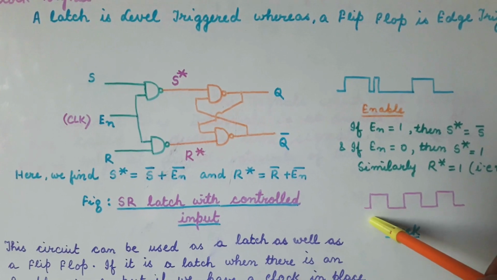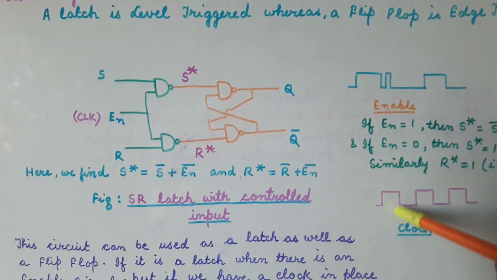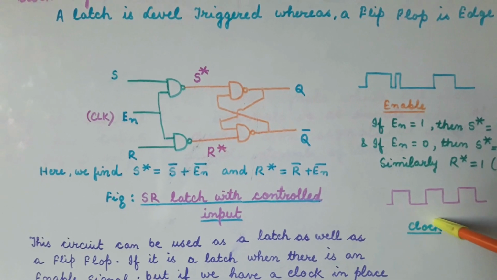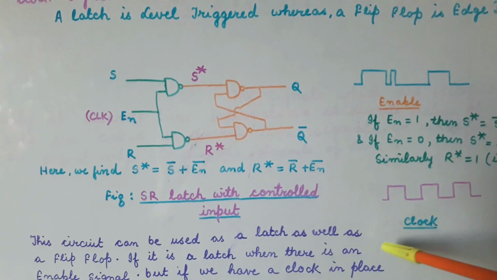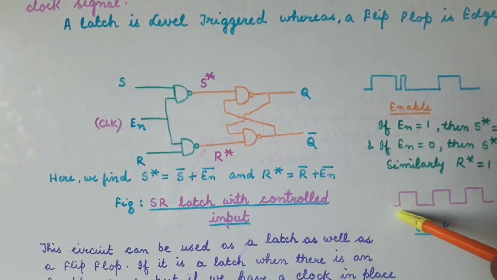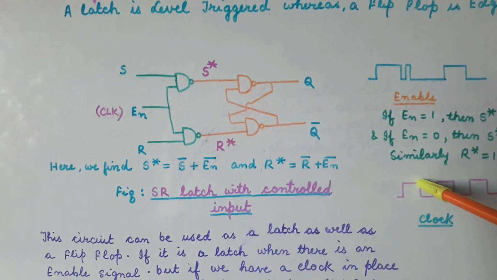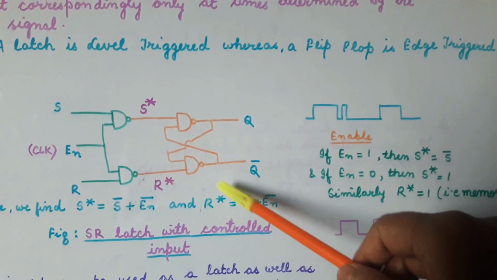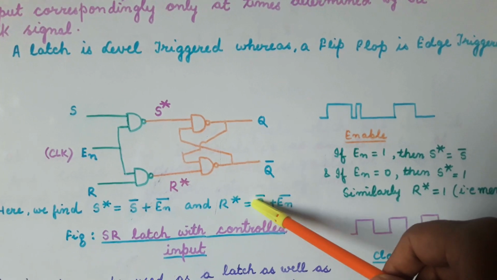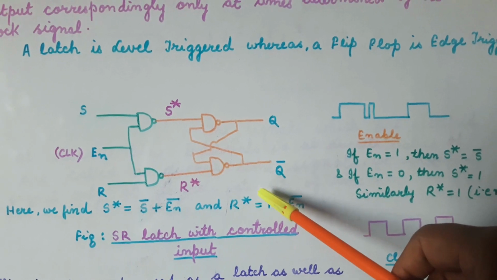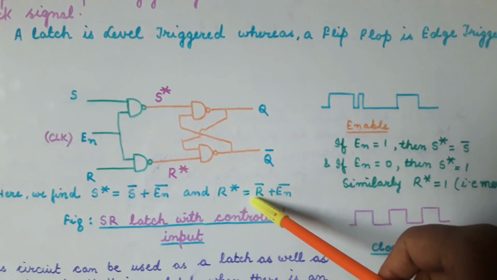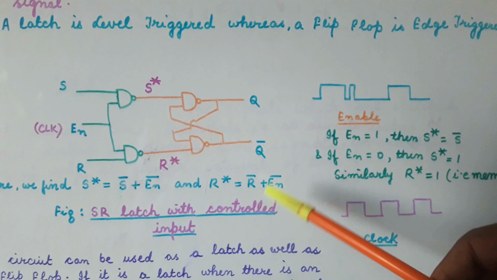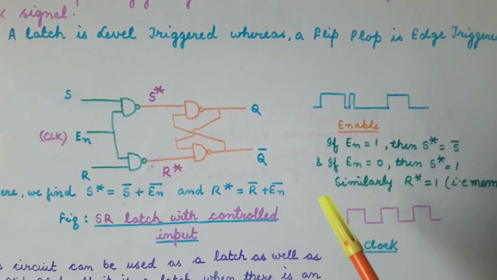That is, whenever the clock pulse goes from low to high or from high to low, during this period only this circuit is operational, and in that case we call it a flip-flop. So at last we arrive at the conclusion that the latch is level sensitive, whereas the flip-flop is edge triggered.